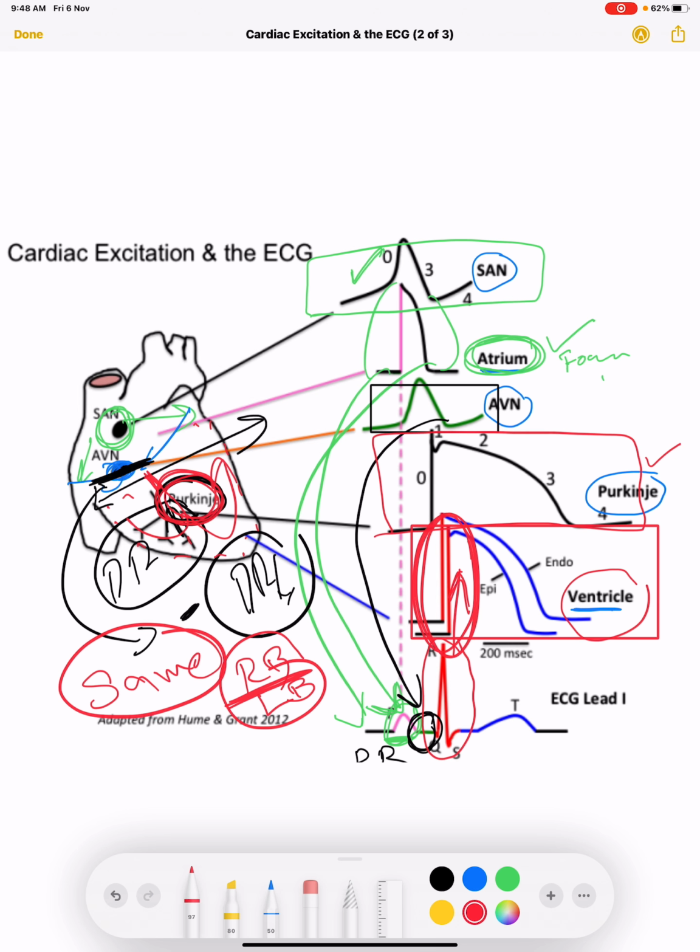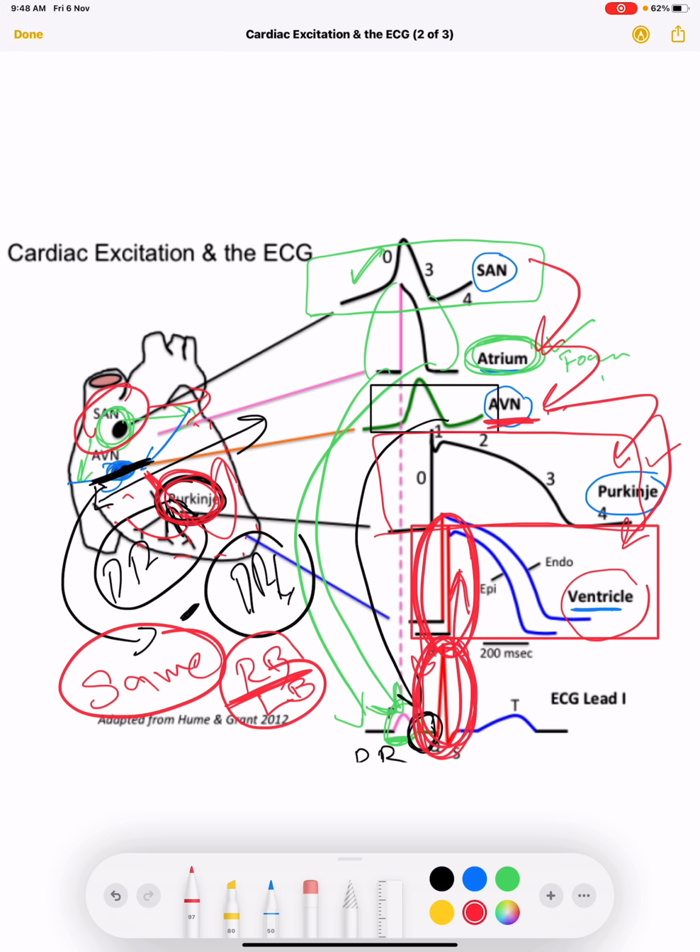So the impulse starts from the SA node, atrial depolarization. It stays in the AV node for some time, AV nodal delay, PR interval. It goes to the Purkinje fiber, which helps depolarize the ventricle, QRS complex.